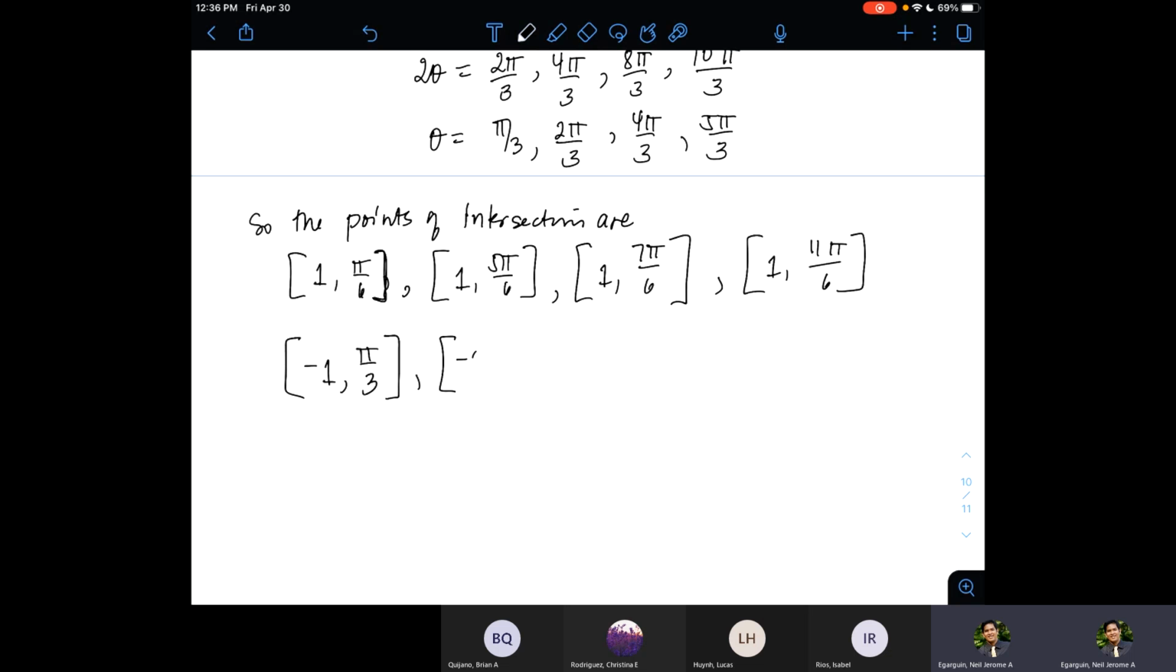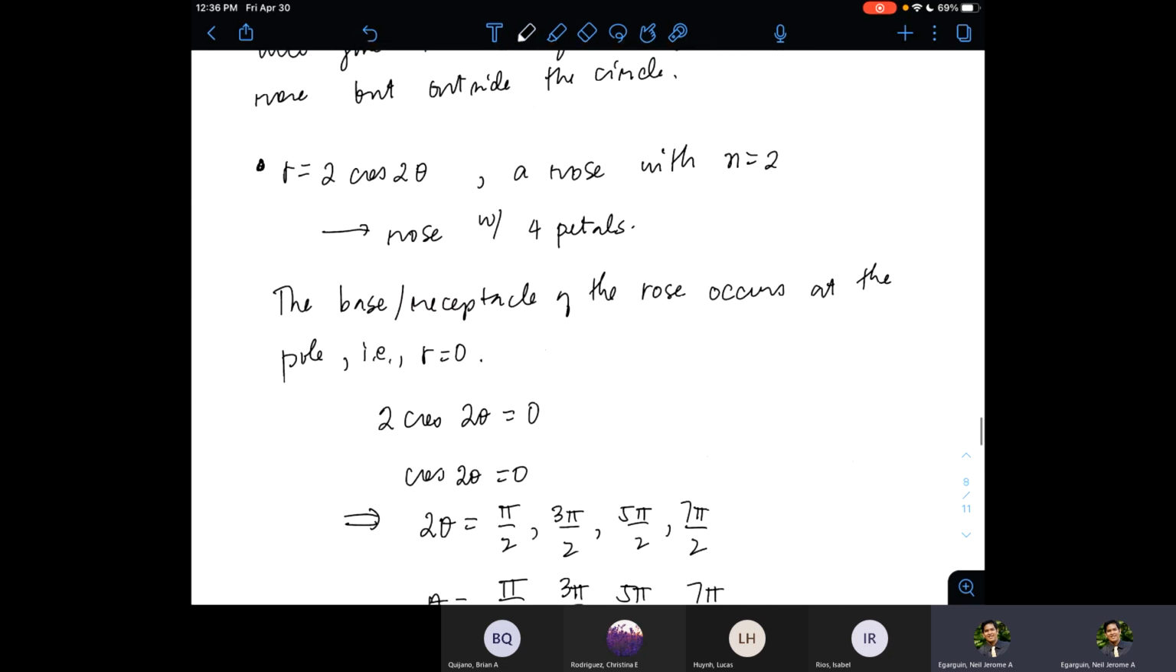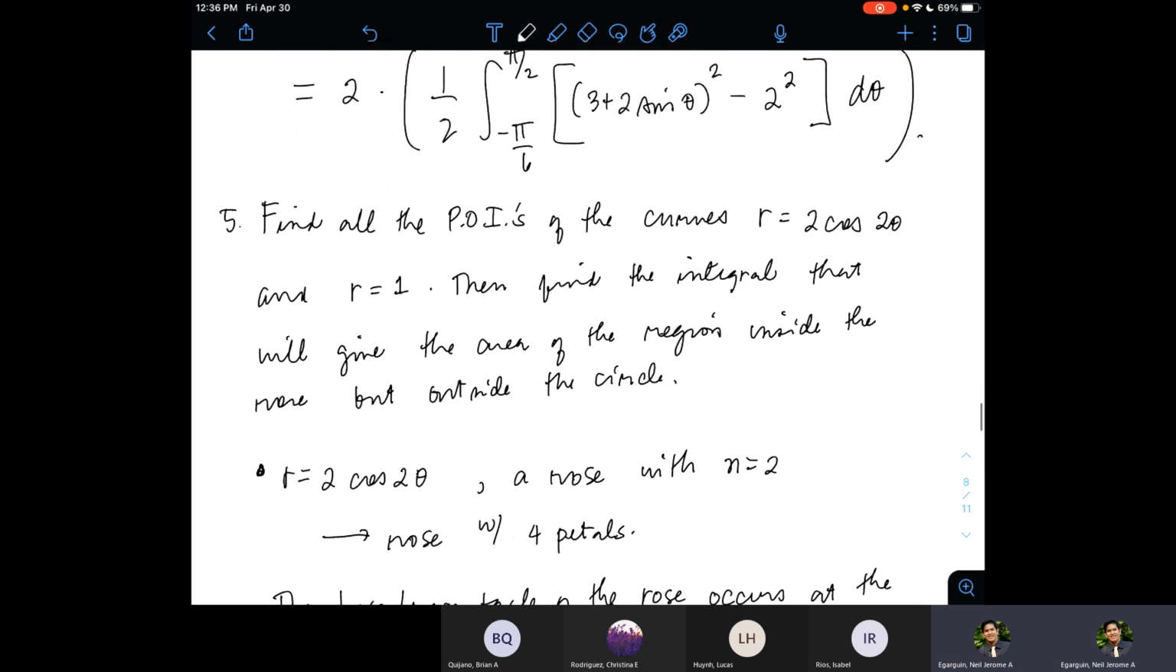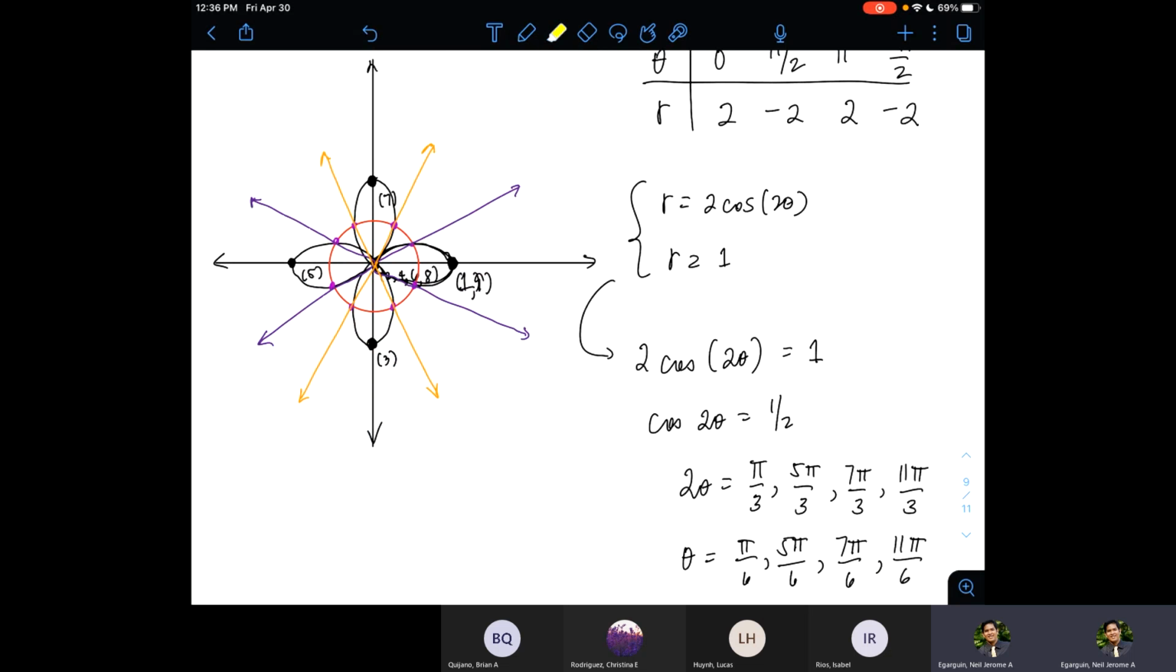Then let's just complete the solution. It's -1, 2 pi over 3, -1 comma 4 pi over 3, and -1 comma 5 pi over 3. Okay, so these are the complete 8 points of intersection. But remember, we have another problem here. We need to find the integral that gives the area of the region inside the rose but outside the circle. So inside the rose but outside the circle. So our shaded region will be like this.